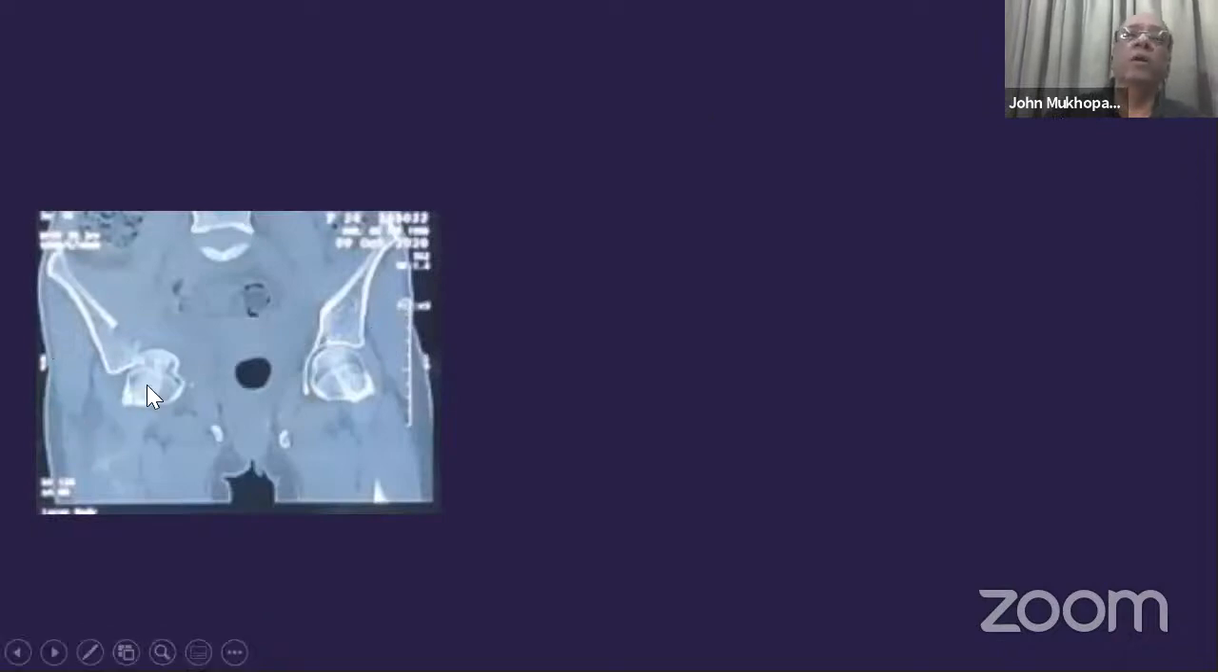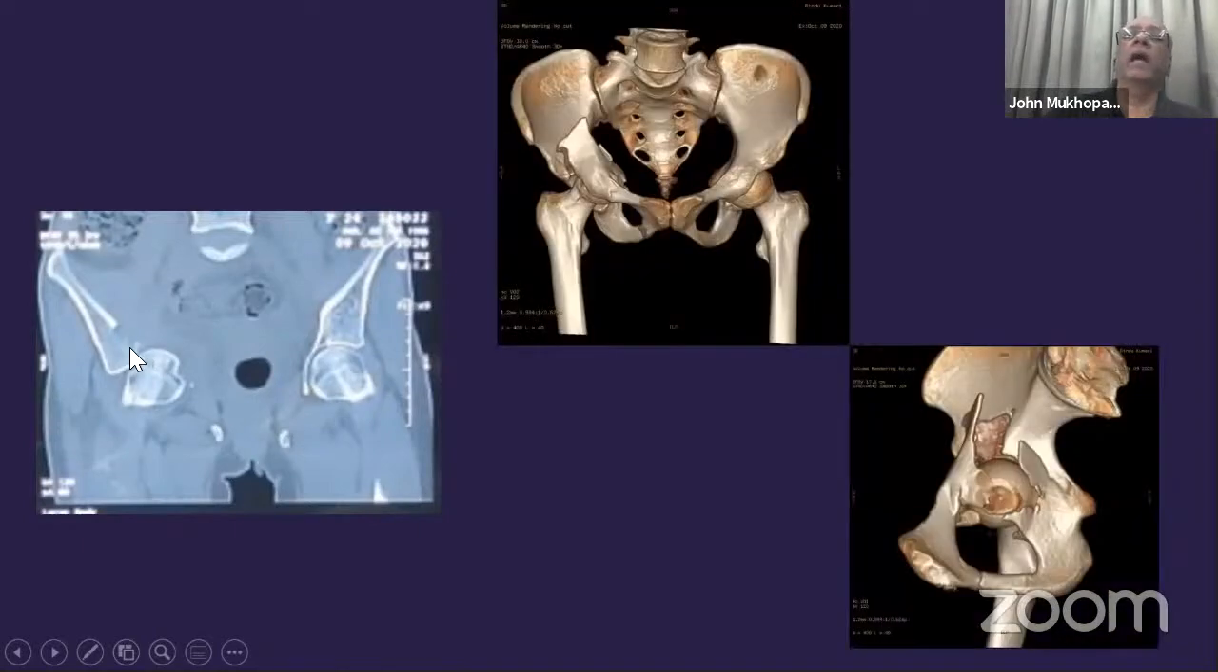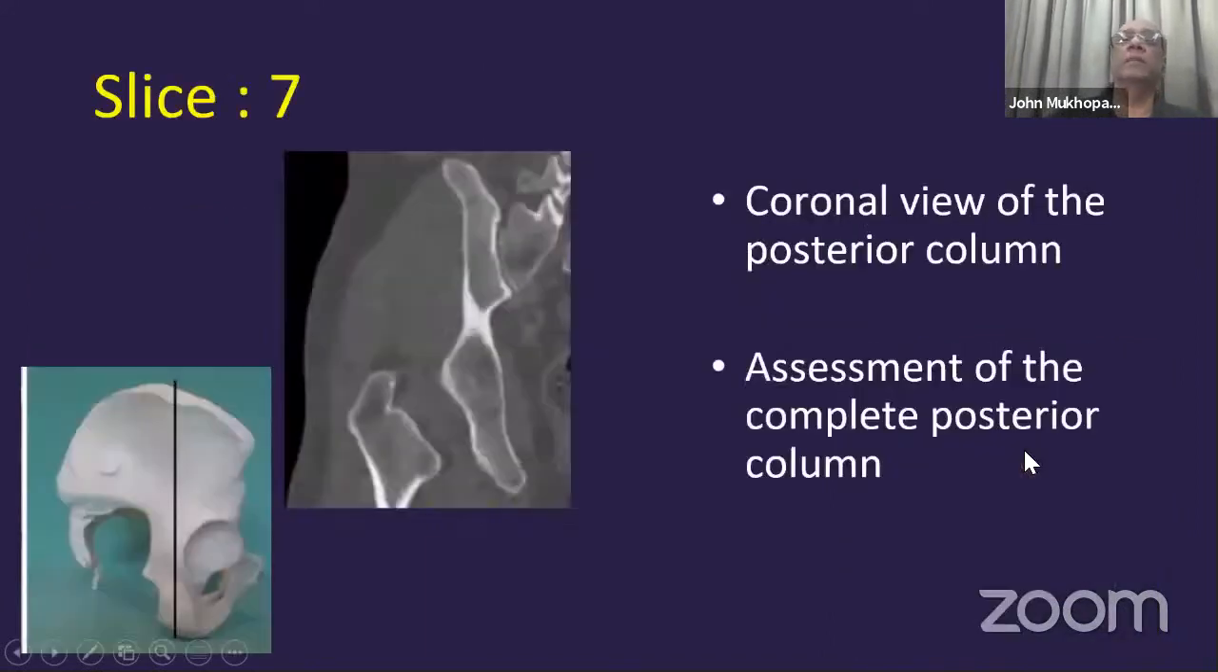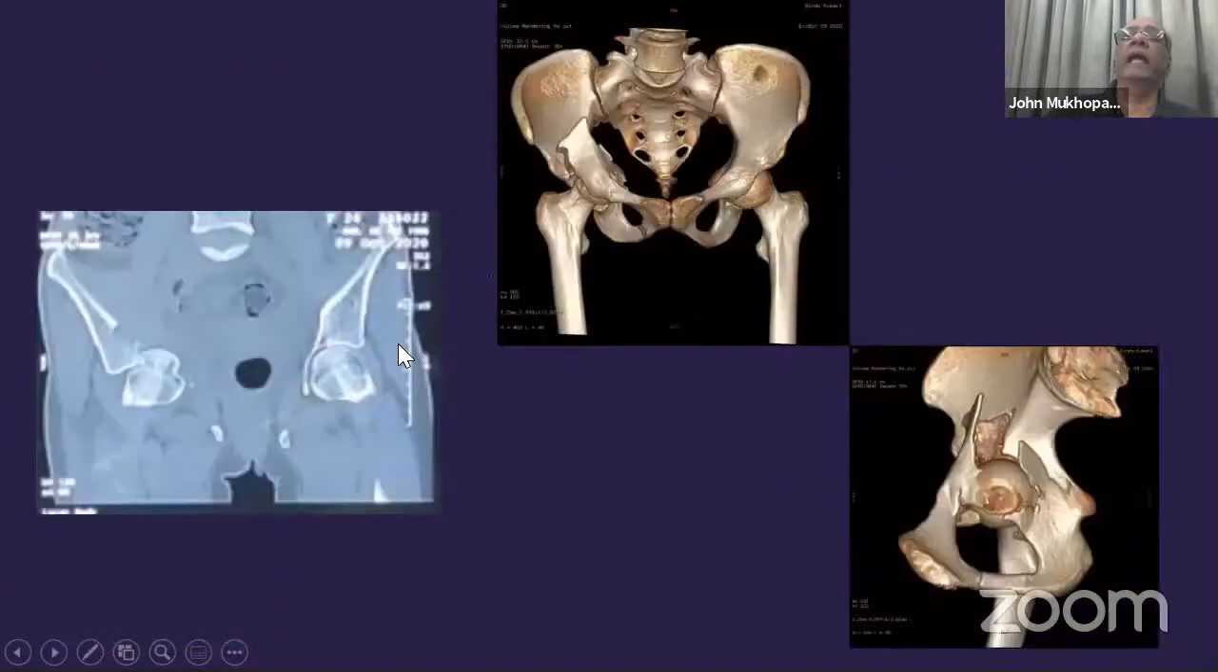This is like more centrally impacted fracture, but again, you can see the column involvement anteriorly there, and again, the CT scan showing you the level of the fracture and the displacement. The next important coronal film is the view of the posterior column. So more posteriorly, when you do the cut, it shows you the entire posterior column in line.